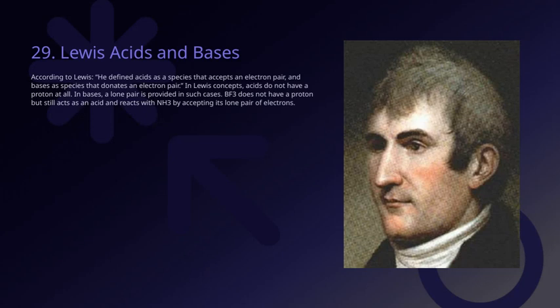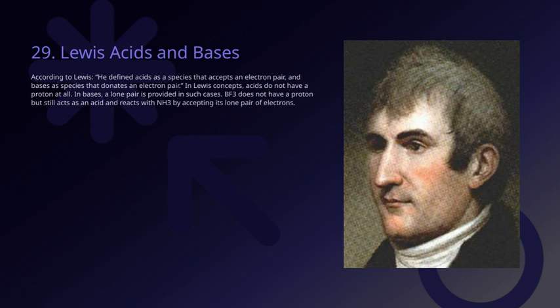According to Lewis, acids are defined as species that accept an electron pair, while bases are species that donate an electron pair. This concept shifts the focus from protons to electron pairs. It's important to note that in Lewis theory, acids do not need to have a proton at all. Instead, they are characterized by their ability to accept electron pairs. For example, BF3 doesn't have any protons, yet it still acts as an acid by accepting a lone pair of electrons from a base like NH3.